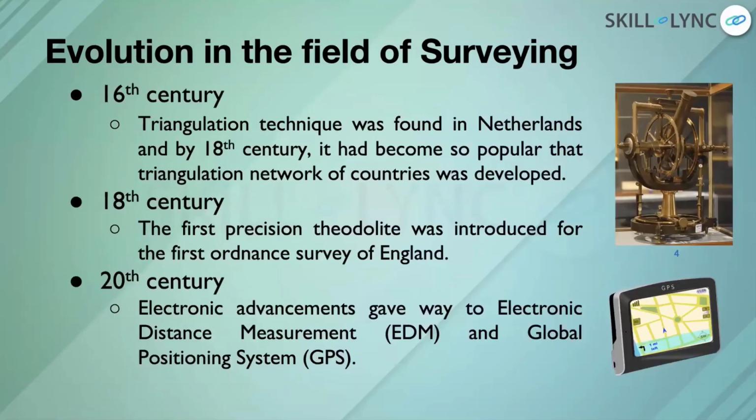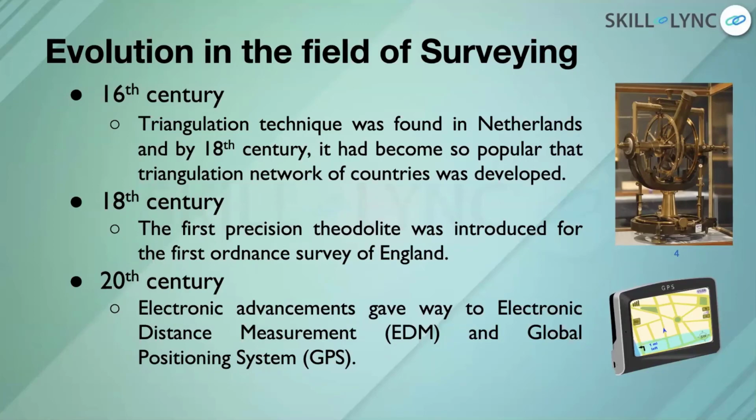Then surveying grew over the years. Fast forwarding to the last 4 or 5 centuries, in the 16th century, the first triangulation technique was used in the Netherlands. And over the centuries, triangulation networks of countries have been developed as well. Now, what does triangulation mean? As I said before, triangulation means you just measure angles from the control points. You don't measure any distance at all. So distance measurement is trilateration, angular measurement is triangulation.